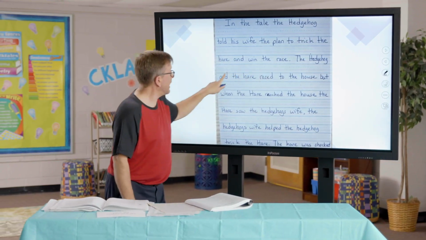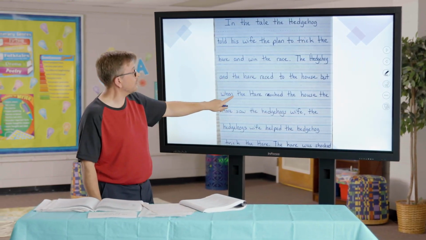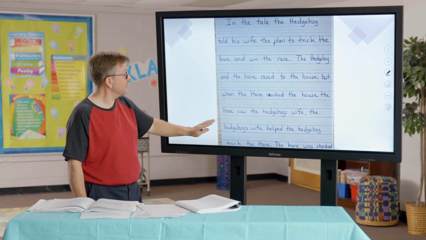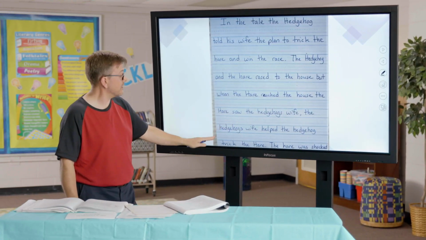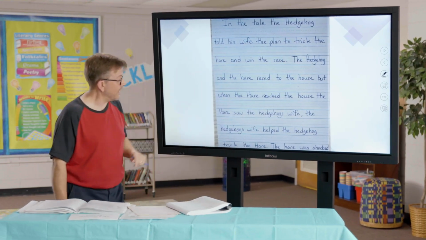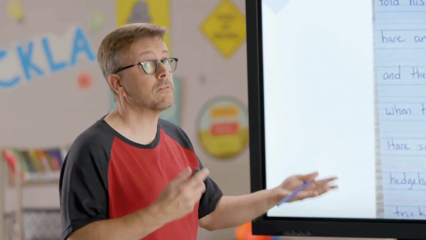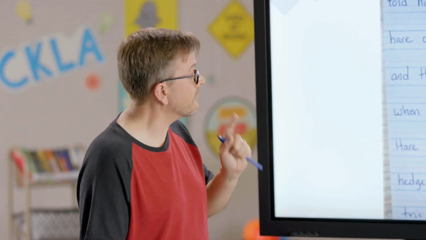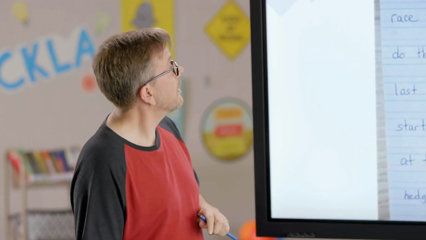The hedgehog and the hare raced to the house, but when the hare reached the house, the hare saw the hedgehog's wife. The hedgehog's wife helped the hedgehog trick the hare. Period there. Capital there. We're good on that one. So this writer has a good grasp of capitalizing and making that uppercase letter for the first beginning sentence. All right, let's look at the next.